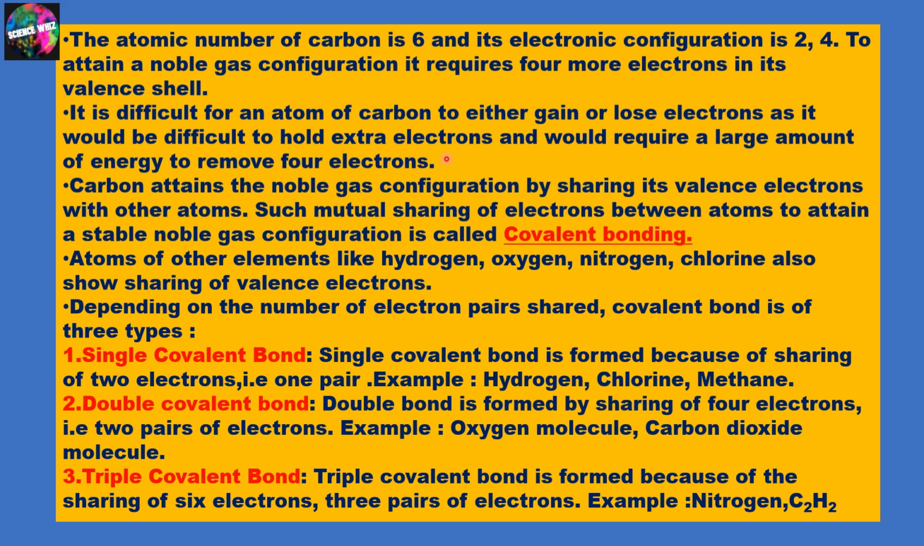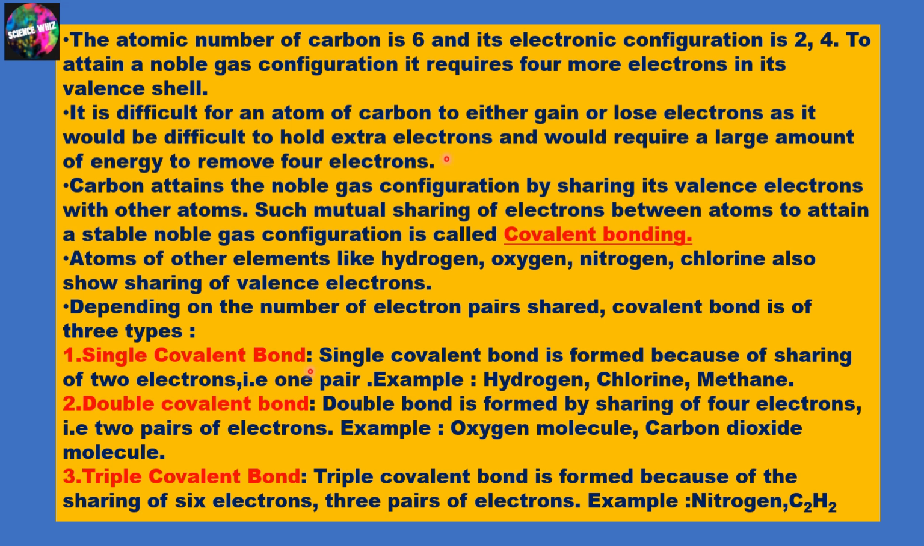Such mutual sharing of electrons between atoms to attain a stable noble gas configuration is called covalent bonding. Atoms of other elements like hydrogen, oxygen, nitrogen, chlorine also show sharing of valence electrons. Depending on the number of electron pairs shared, covalent bond is of 3 types: single covalent bond, double covalent bond, triple covalent bond. Single covalent bond.